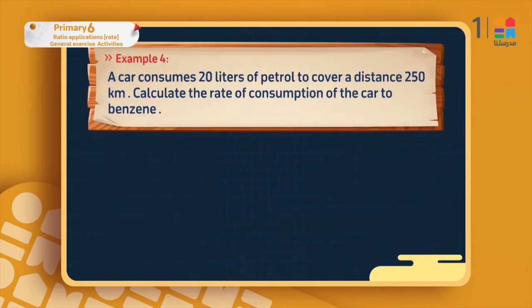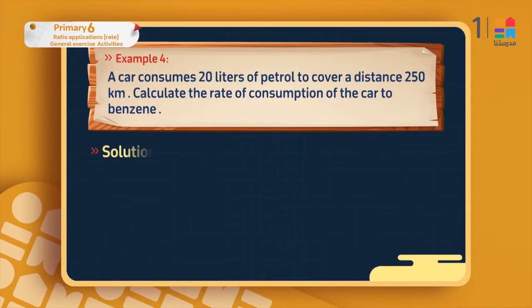Okay, another exercise here. A car consumes 20 liters of petrol to cover a distance of 250 kilometers. Calculate the rate of consumption of the car of benzene. Here I have 20 liters to cover 250 kilometers. So my terms will be liters to kilometers. I will write 20 under the liters and 250 under the kilometers.